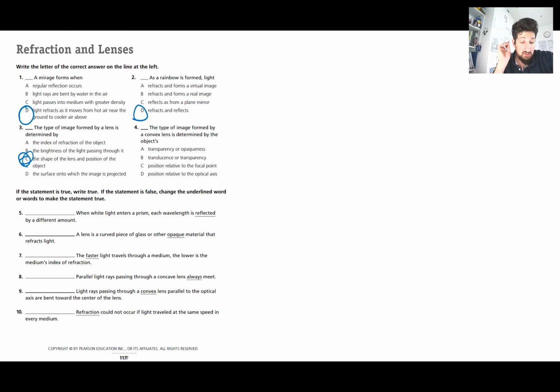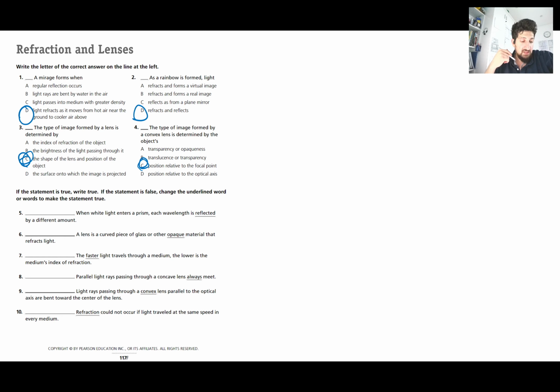Number 4, the type of image formed by a convex lens is determined by the object's position relative to the focal point. Remember we said if it's beyond the focal point, then it's going to be a real image. If it's between the focal point and the lens, it's going to be a virtual image.